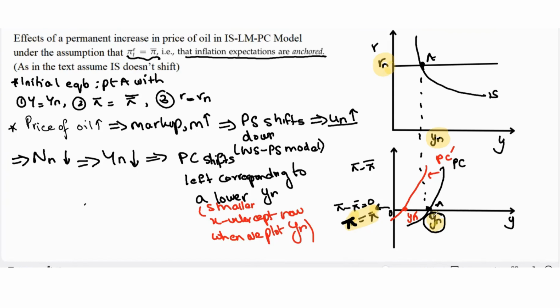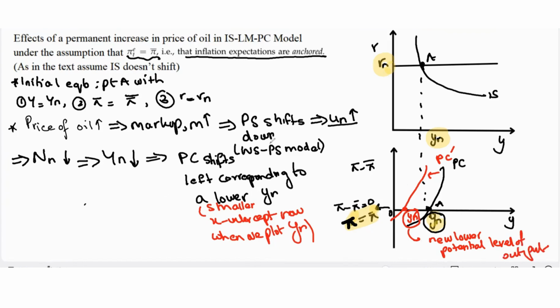So the increase in the price of oil is modeled as an increase in markup, which will reduce Yn and thus will cause the Phillips curve to shift towards the left, right? This is now the new lower potential level of output, right? So this is the new lower potential level of output. This much we understand, right?